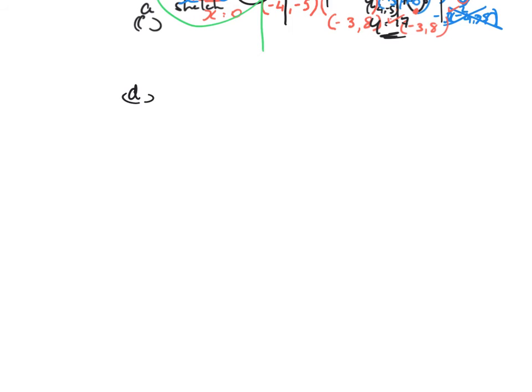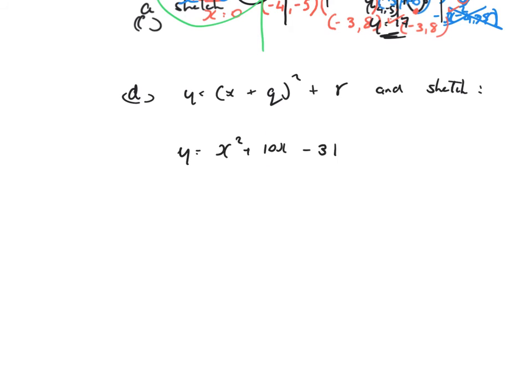Okay, let's try an example D. We're going to write in the form x plus q all squared plus r, and sketch y equals x squared plus 10x minus 31.